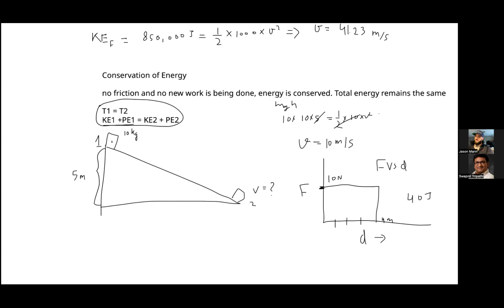Obviously, this could be made into more complicated situations. The graph could actually look like this. This point is 8 meters. So now this is a rectangle plus a triangle. So you just have to use your knowledge of geometry to calculate the area in parts and then add it up. And that would be the total work.